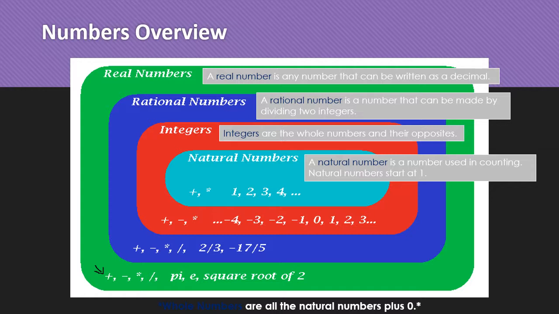And natural numbers are the counting numbers. So when we start at 1, 2, 3, and we go on for infinity, those are our natural numbers. And then down here, we just have a little note that our whole numbers are the natural numbers, but they include 0 as well. So that's really the only difference between natural and whole.